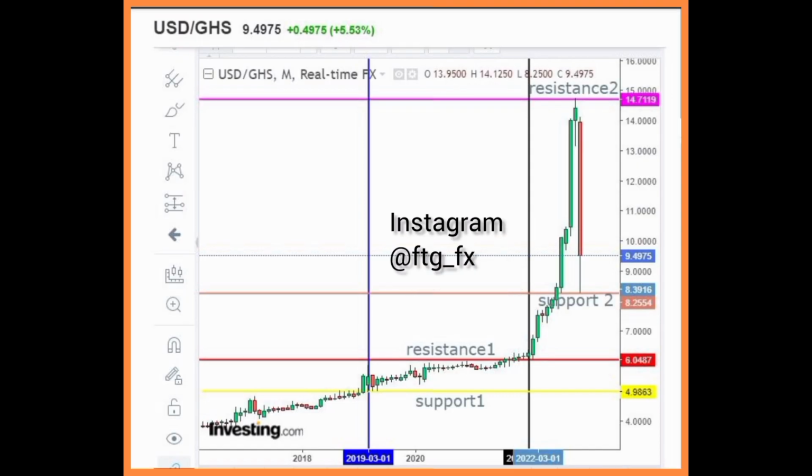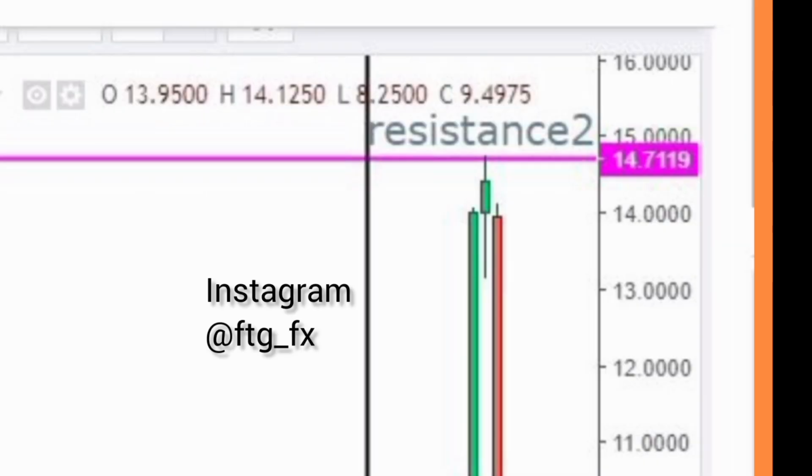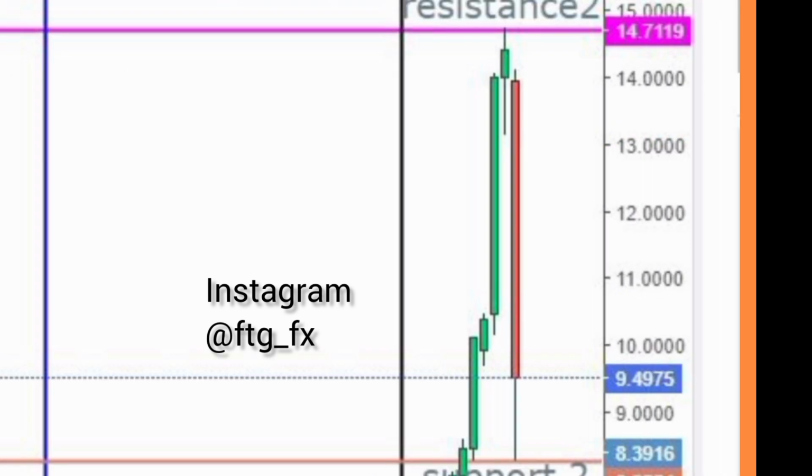From the chart, you can see that the Ghana Cedi went weaker from 6 Cedis to 14.7 Cedis. What that means is, to buy $1, you needed 14.7 Ghana Cedis to buy one USD. So we can all see the sudden strength in the Ghana Cedi. From 14.7 Cedis, we can all see that currently, that's today, 22nd of December 2022, to buy one USD, you need 9.49 Ghana Cedis.